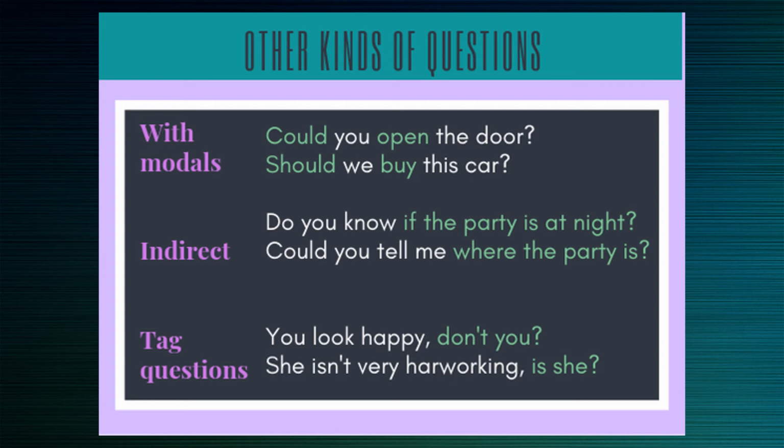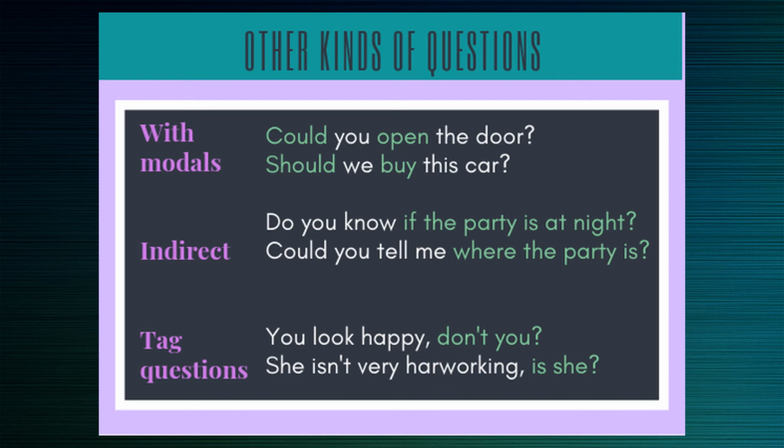Finally, we have tag questions. You look happy, don't you? She isn't very hardworking, is she? Remember that tag questions are used to clarify information that you previously asked for. So when you have that information, you are clarifying what you know. You look happy because you are observing the person, don't you? You look happy is in simple present, and the auxiliary for simple present is do. In this case, as the sentence is in positive, the tag question is in negative, don't you?